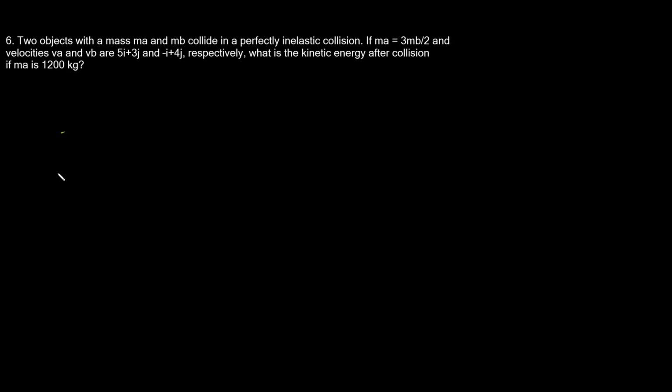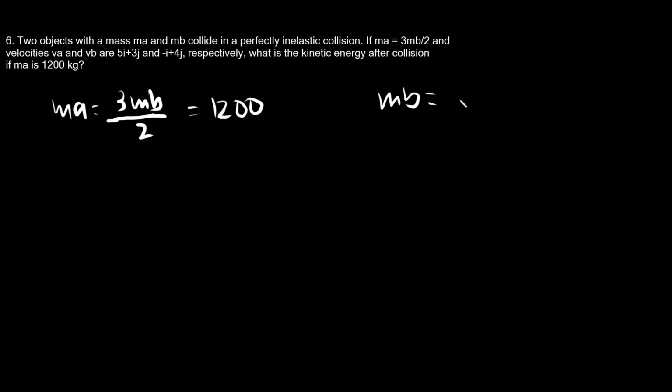Two objects with a mass MA and MB collide in a perfectly inelastic collision. If MA is equal to 3MB over 2 and velocities VA and VB are 5I plus 3J and negative I plus 4J respectively, what is the kinetic energy after collision if MA is equal to 1,200? Okay? So, therefore, si MB, if imong i-solve, equal to 800.